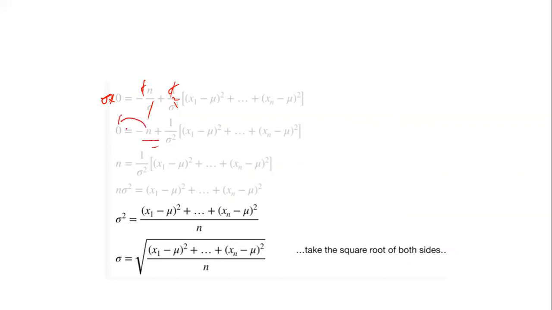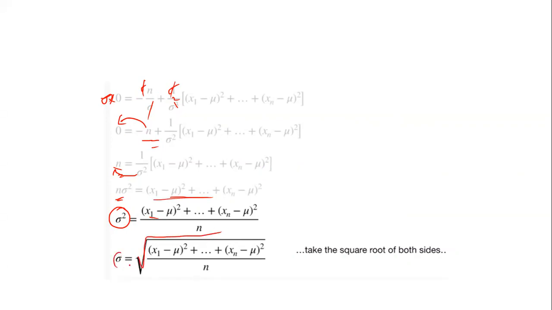Now we can move this n to the left. So you get n is equal to 1 by sigma squared, something like this. Now we can move this sigma square to the left. So we get n sigma square equal to all these things. Now we have to identify sigma. So sigma square is equal to this entire thing divided by n. Sigma is nothing but the square root of this, right?